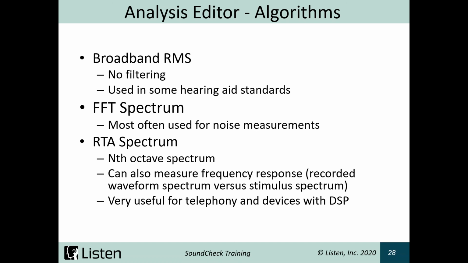The main difference between RTA and FFT, besides the nth octave, is that RTA can also measure frequency response. It takes the recorded waveform spectrum, compares it to the stimulus spectrum, and will give you a frequency response back out of this step. You can turn this off and on inside the step itself. You can specify if you want the stimulus, the recorded time waveform, or frequency response output of this step.